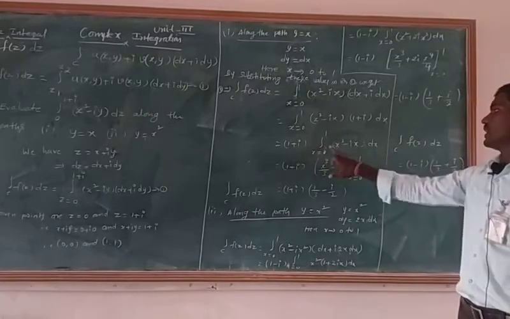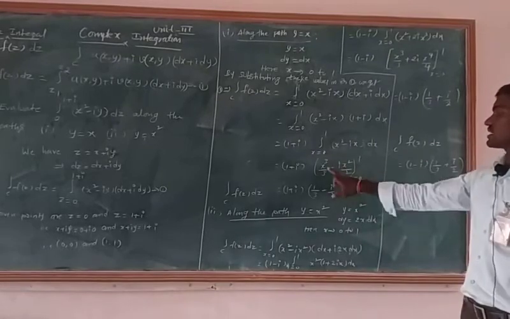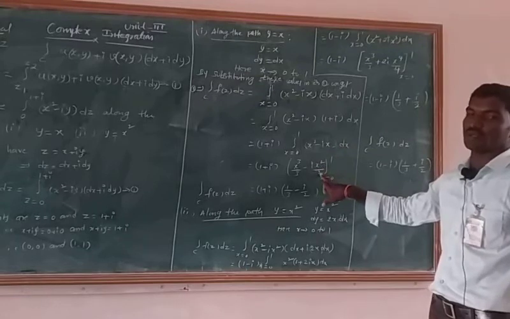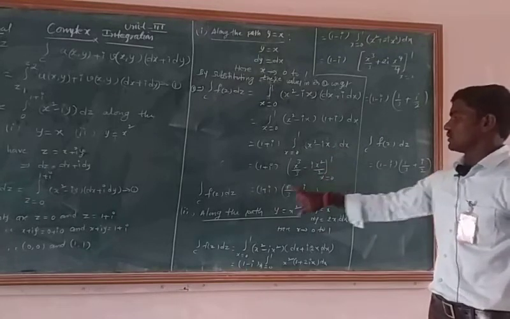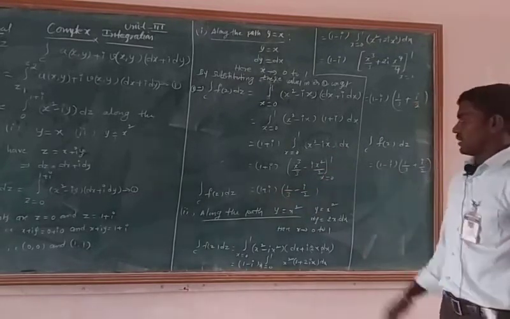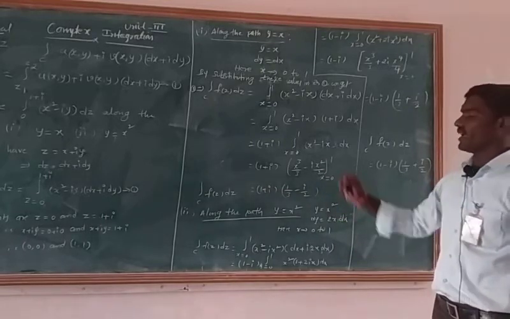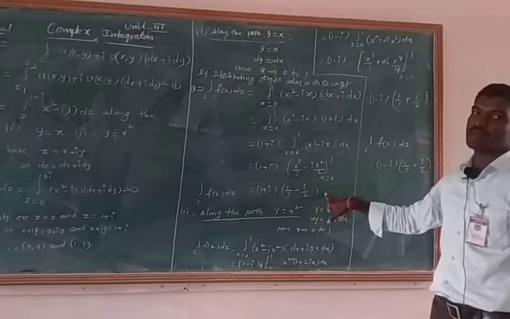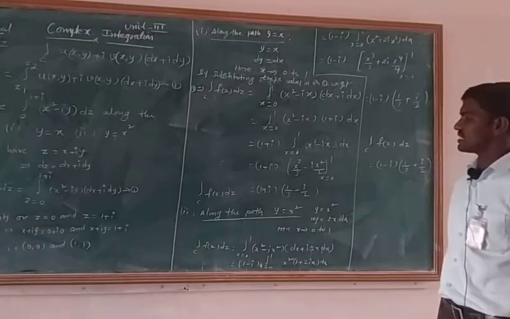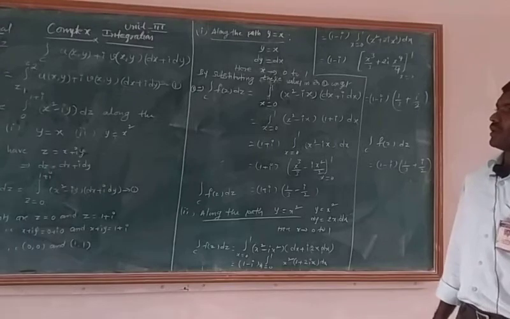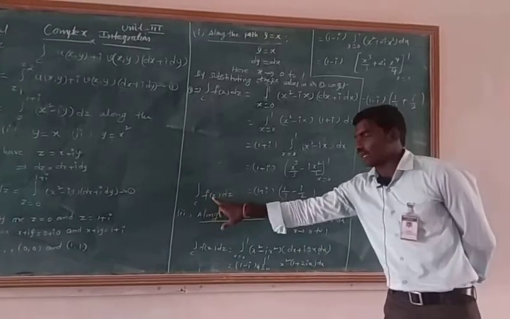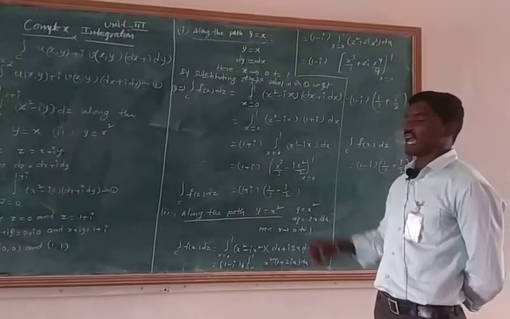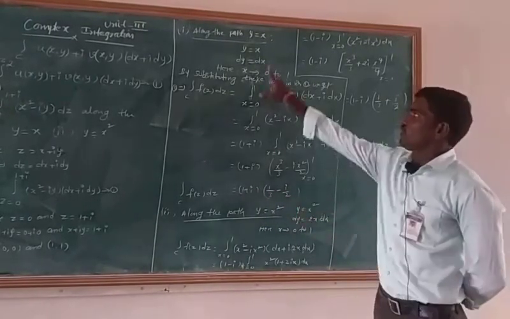that equals integral of x square into dx equals x cube by 3. The lower limit becomes 0, so we can simplify this result. We get the solution: integral over C f of z dz equals 1 plus i into 1 by 3 minus i by 2, which is the solution of the first case.